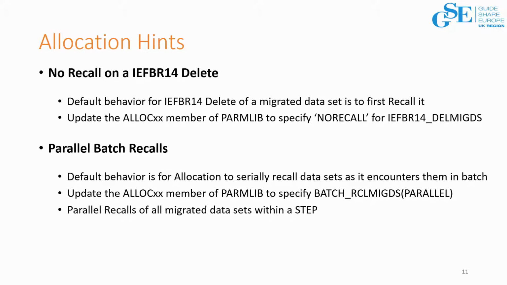And then when you have a batch job that needs multiple data sets that have been migrated, the default behavior is for HSM to recall them one at a time as the job encounters them. And so you can change this to speed up your batch job by directing allocation to identify all the migrated data sets in this step and then recall all of them in parallel. And you do this by updating the ARC alloc XX member of ParmLib to specify batch recall MIG-DS parallel.